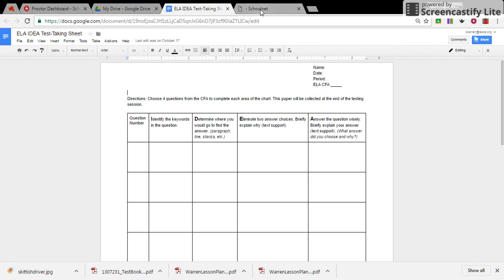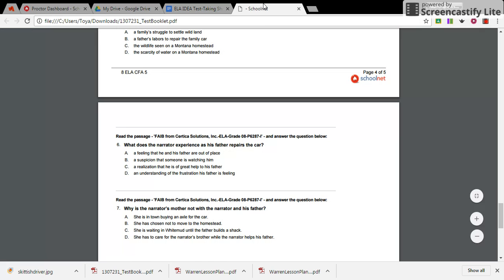It could have been a paragraph, it could have been a line, it could have been a stanza. It shouldn't be a stanza though, because you didn't have poems today. So it should be either a paragraph or it could be the entire document. I also want you to tell me what two answer choices you definitely should get rid of, and then tell me why you got rid of those two. The last thing you would do is answer the question. Choose the best answer and briefly explain why you ended up choosing the answer that you chose.